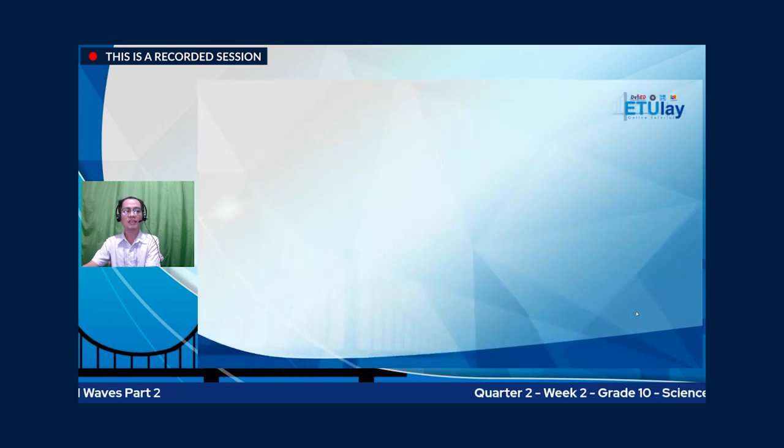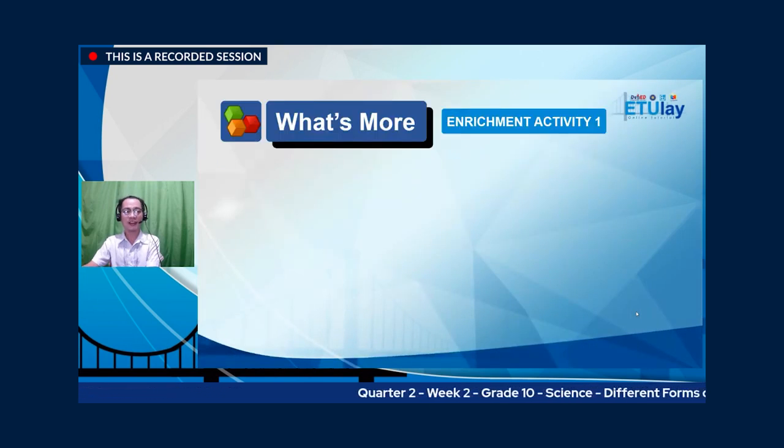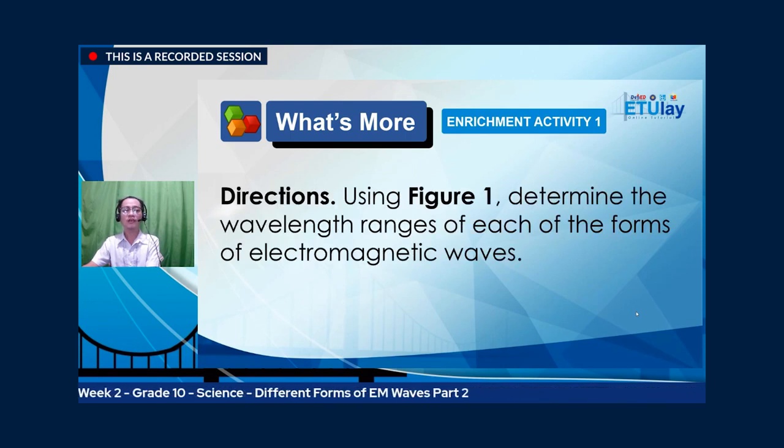Now, let's proceed to what's more section in your SLM. Enrichment activity number 1. Let me read the directions. Using figure 1, determine the wavelength ranges of each of the forms of electromagnetic waves.